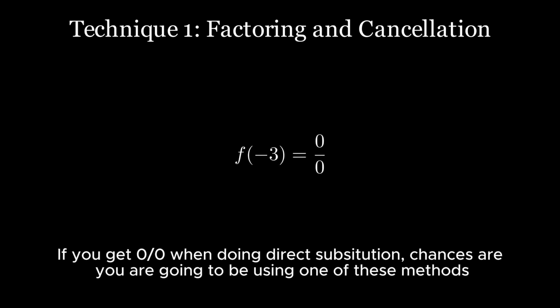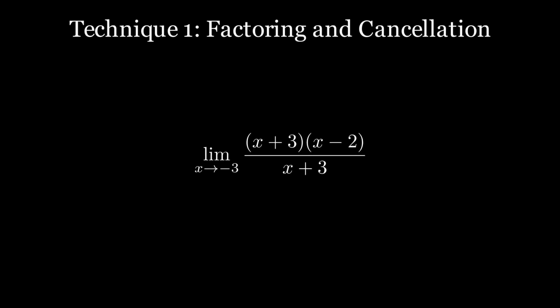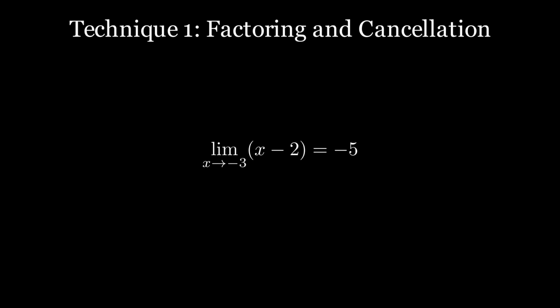Well, if you try direct substitution or limit properties as we discussed in the last video, you'll get 0 over 0, which is not a conclusive answer. Now what? Well, as I said before, you can factor the numerator and cancel some terms, leaving you with the expression x minus 2. From there, it's trivial to evaluate the limit, and we get an answer of negative 5. As you can see, this technique isn't too difficult, so let's move on to a slightly more complicated technique.